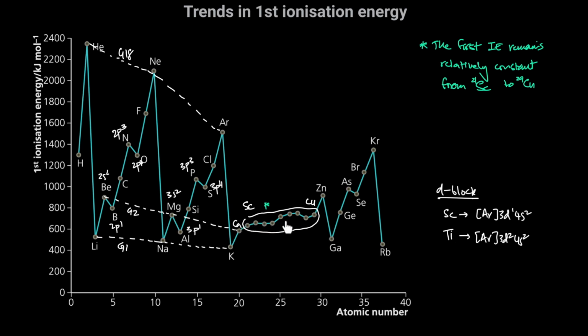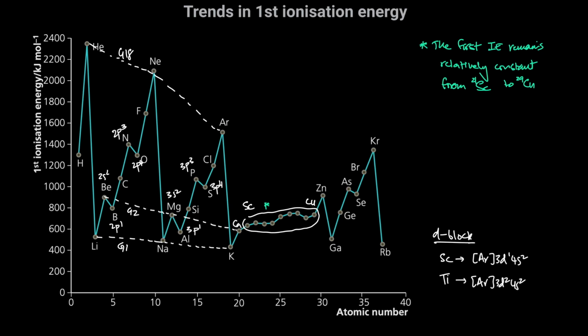So what we see is that across these elements, from scandium to copper, the shielding is increasing, but the shells aren't, and the nuclear charge is also increasing. Exactly. So the increase in nuclear charge actually balances the increase in shielding. So the first ionization energy remains relatively constant.